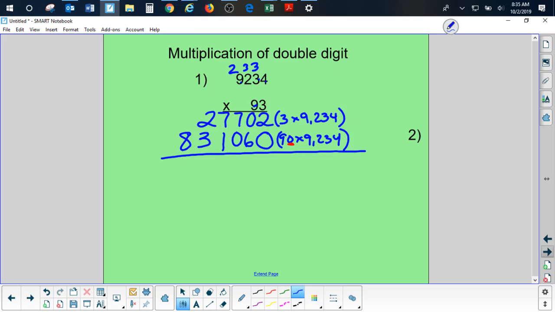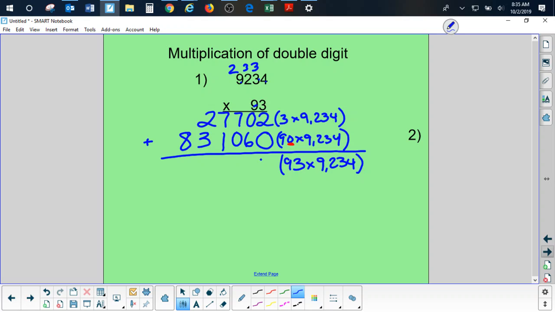When we have everything, we have 3 times 9,234. We have 90 times 9,234. So if we put those two together, we're really finding 93 times 9,234. So we're going to add everything.